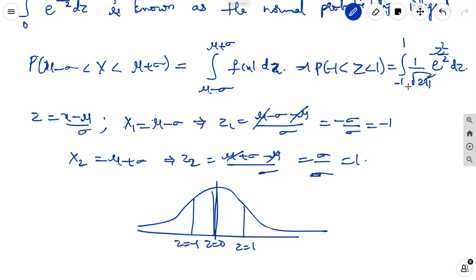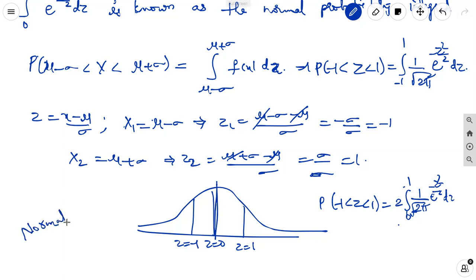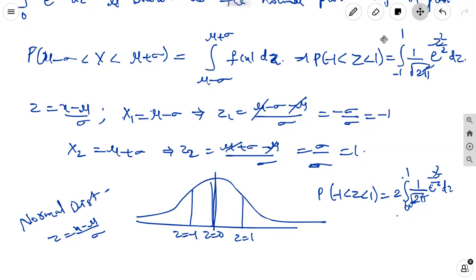So this integral can be written as P of minus 1 less than z less than 1 is equal to 2 times the integral from 0 to 1 of 1 by root 2 pi e power minus z square by 2 dz. From 0 to 1 we take the value from the normal distribution table. In this, z is equal to x minus mu by sigma.